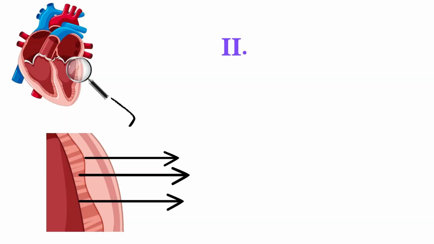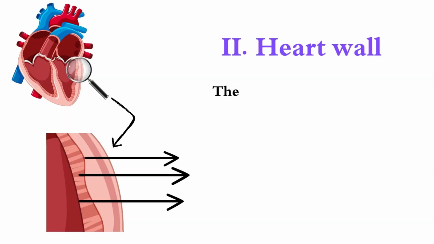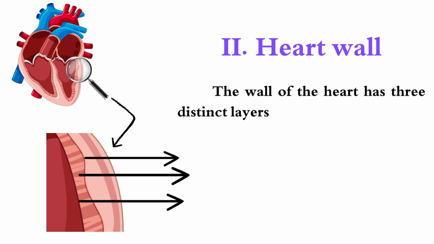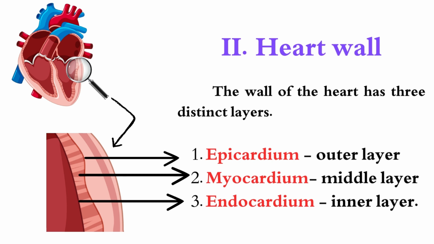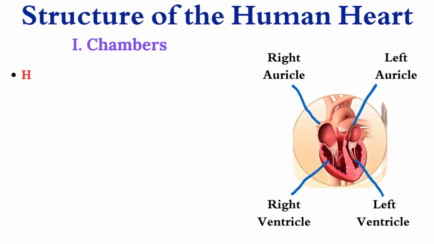Heart wall. The wall of the heart has three distinct layers: epicardium, the outer layer; myocardium, the middle layer; and endocardium, the inner layer. Structure of the human heart chambers.